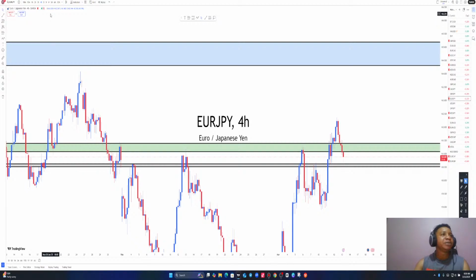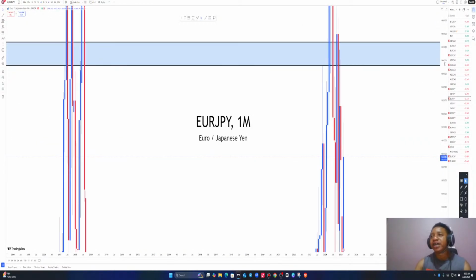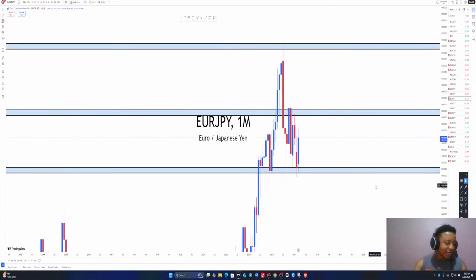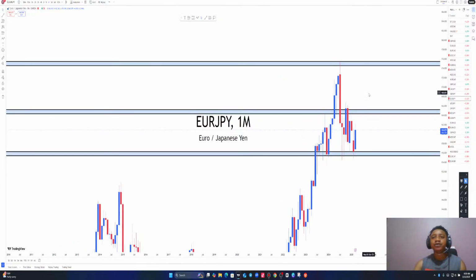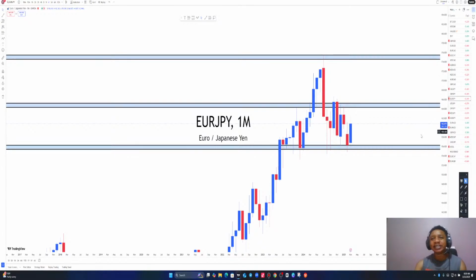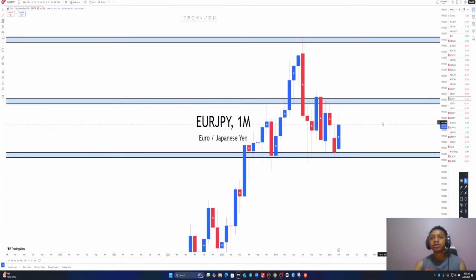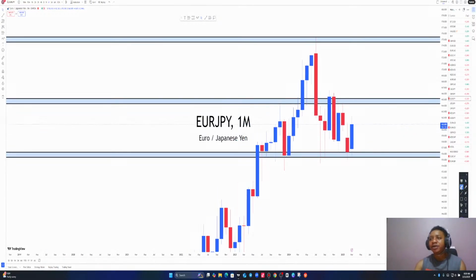All right, so EUR JPY, let's take it all the way to a monthly time frame and begin with the monthly analysis as usual. On the monthly time frame of EUR JPY, let's put meaning into it very quickly. We have the monthly upper zone, the mid-range zone, and then the lower zone over here as well.